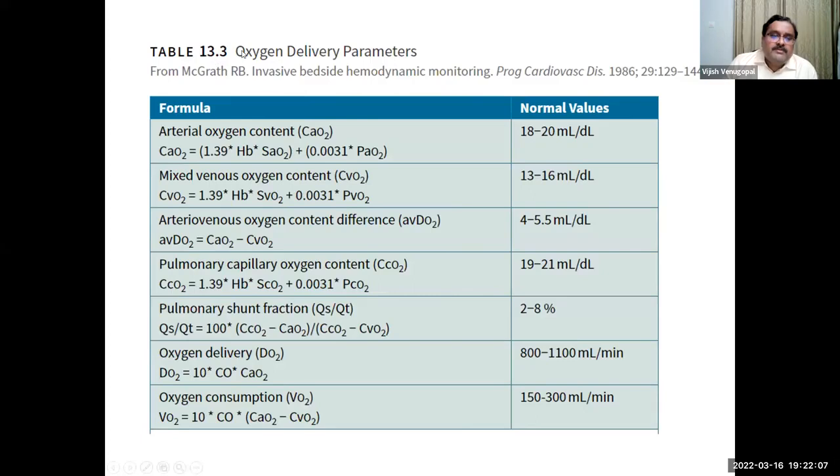And you can have some oxygen delivery parameters also from your PA catheter. You can find out the arterial oxygen content, the mixed venous oxygen content, and the oxygen delivery and oxygen consumption.